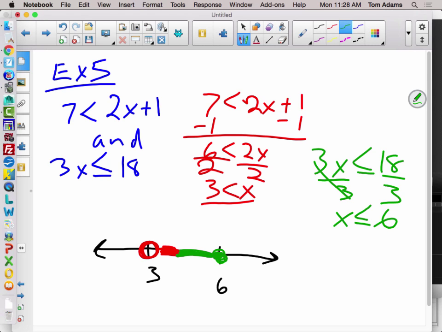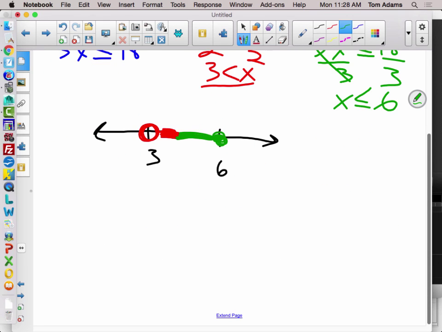Now, how do I? Don't get ahead of me. I graphed it on purpose because it's very easy to see. But what can my solution be? Well, x is somewhere in here, right? So x is less than 6, but greater than 3. But we would write it differently. We would say 3 is less than x, which is true, and x is less than or equal to 6.